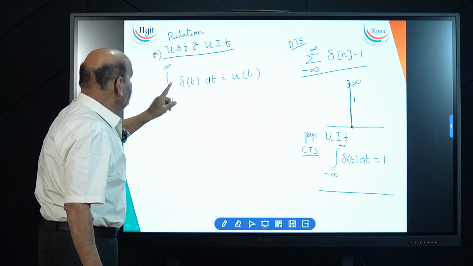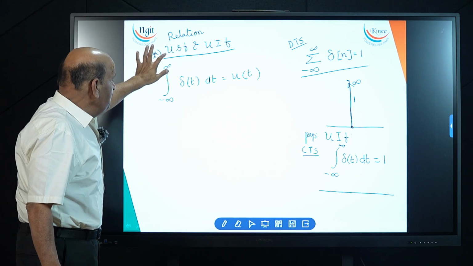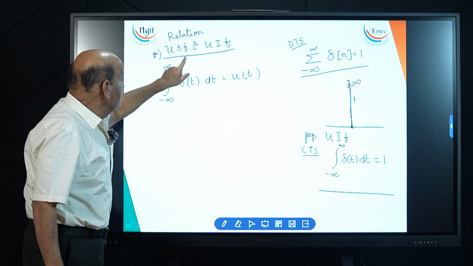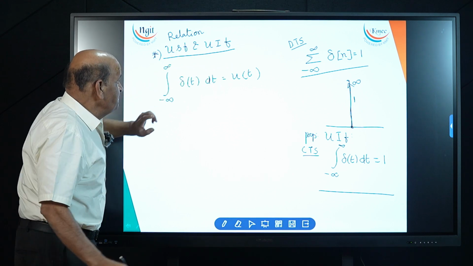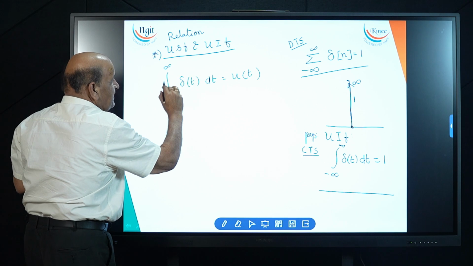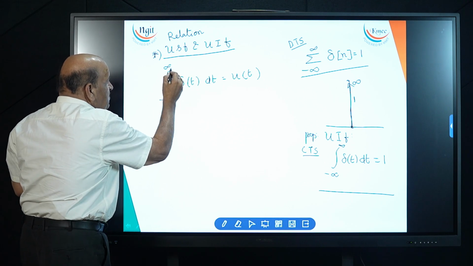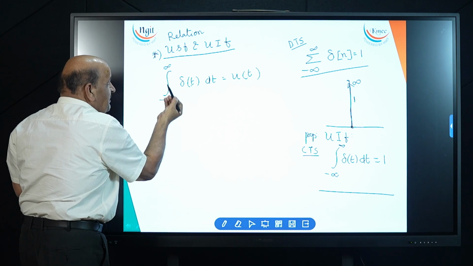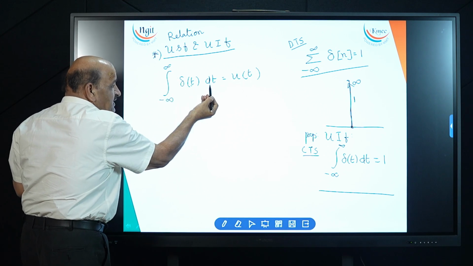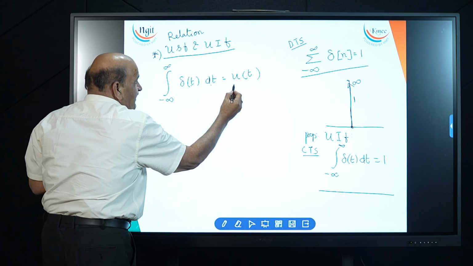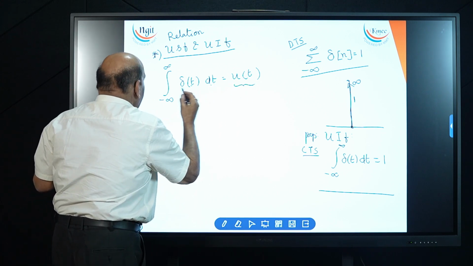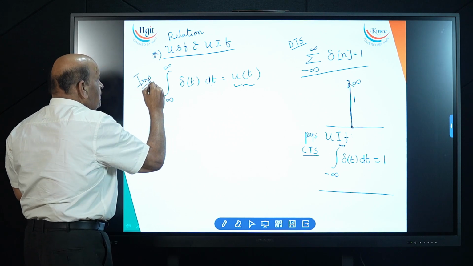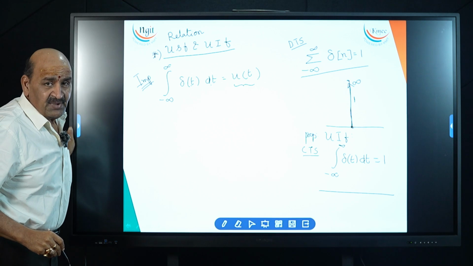After that, come to this one. What is the relation between unit step function and unit impulse function? The relation between these two is that integrating a Dirac delta function between the limits minus infinity to infinity with respect to the time variable, its value is equal to u of t. This is a very important concept, the relation between unit step function and unit impulse function.